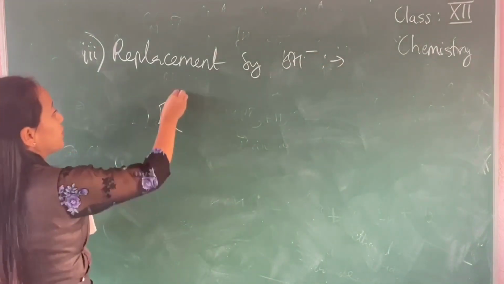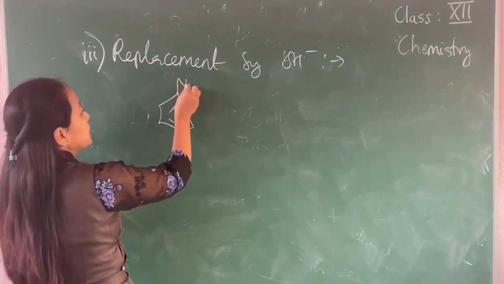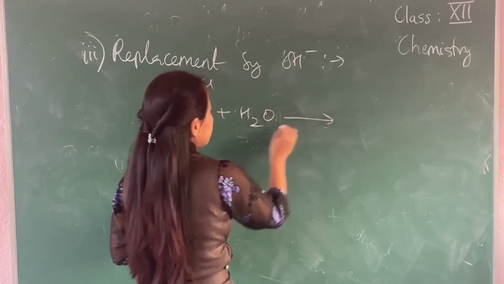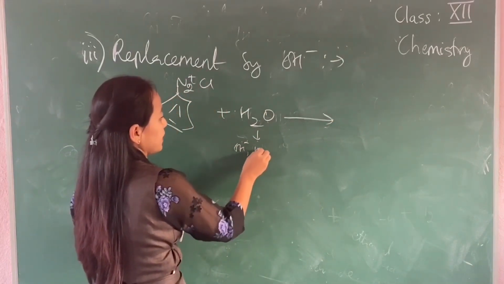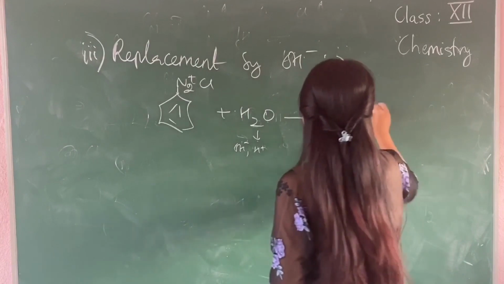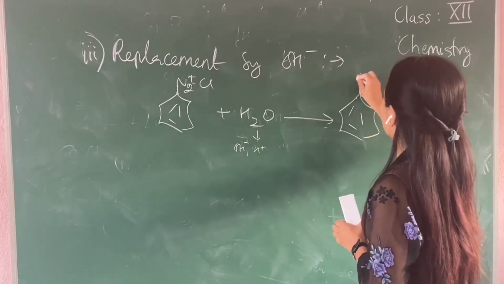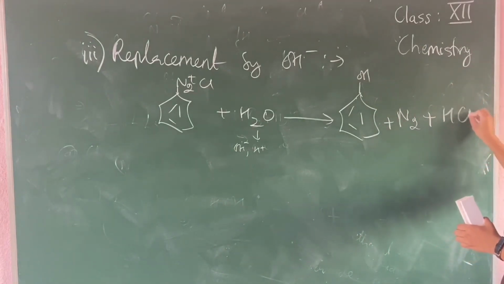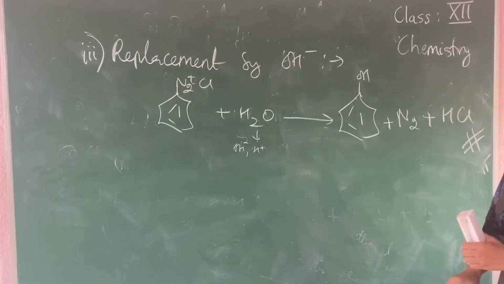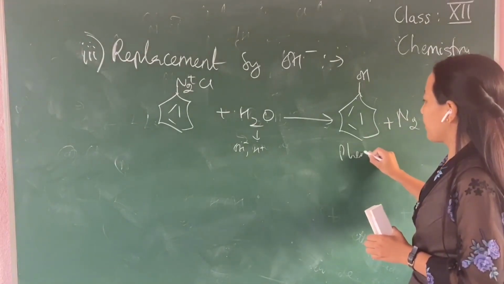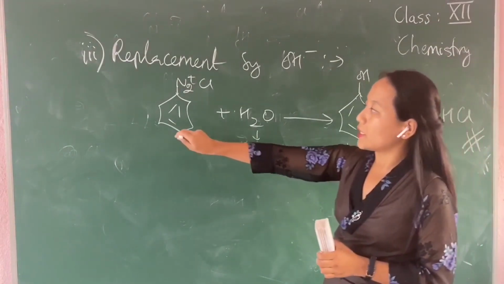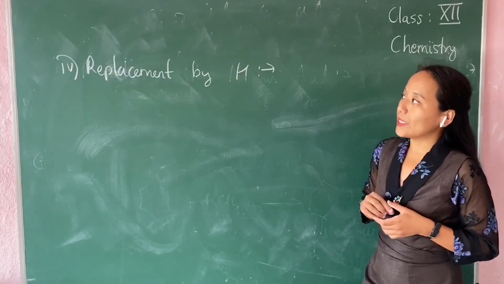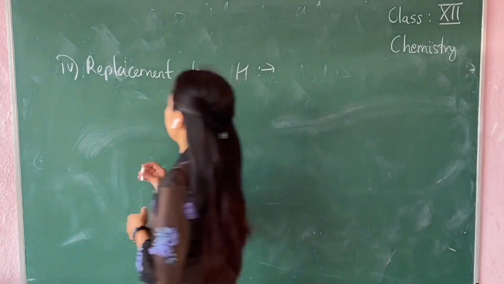Replacement by OH ion. Now for this you are going to treat benzene diazonium chloride with water. It consists of OH minus and H plus. Now what happens is OH gets introduced on this, plus nitrogen gas is evolved, and plus HCl is formed as the byproduct. So this is your phenol. Diazonium salt, when treated with water, you will get phenol.